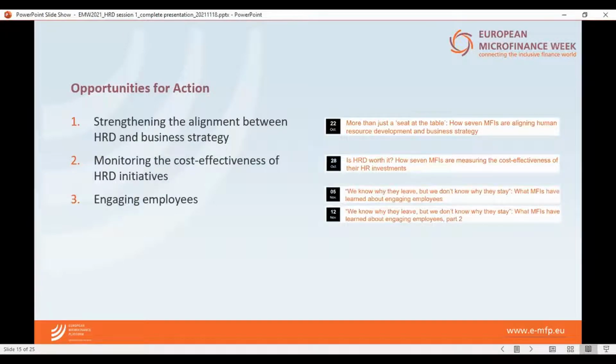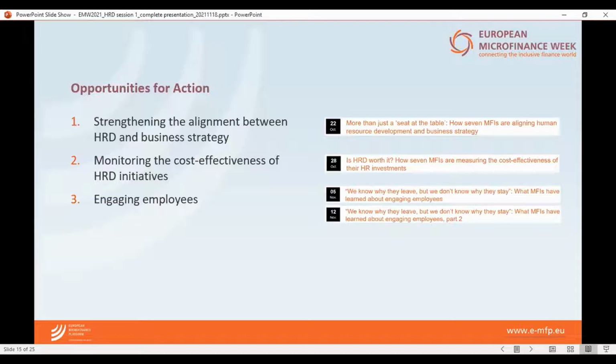The third area focuses on employee engagement. And we saw that culture and work environment have a powerful impact on performance. So what are MFIs doing to create the kind of work and workspaces that employees want to be a part of? That's explored in the third blog, which was published in 2 parts earlier in November. Patricia is going to put a link to all of those blogs in the chat box. So once again, it'll be easy for you to access them if you're curious.